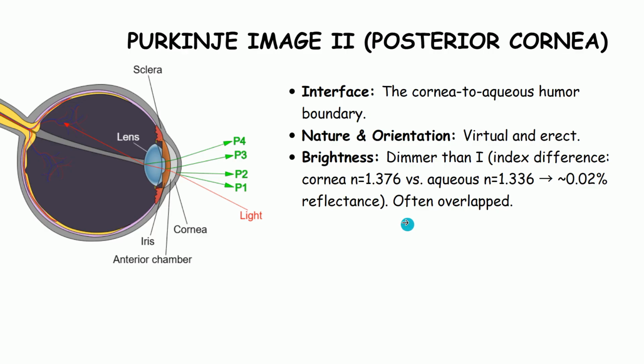And then since this is situated very close to P1, because the cornea is thin, this Purkinje image 2 is often overlapped by Purkinje image 1. So what you see is Purkinje image 1, and image 2 is permanently covered, superimposed.